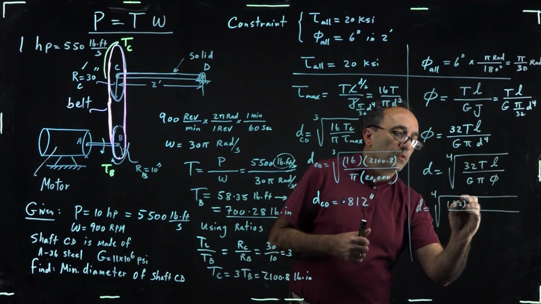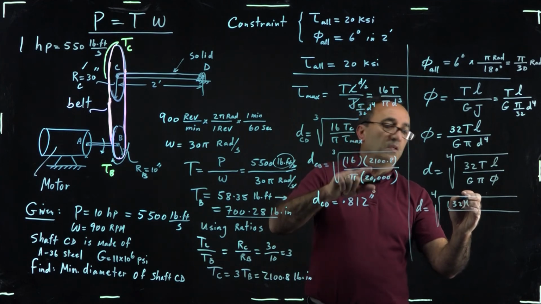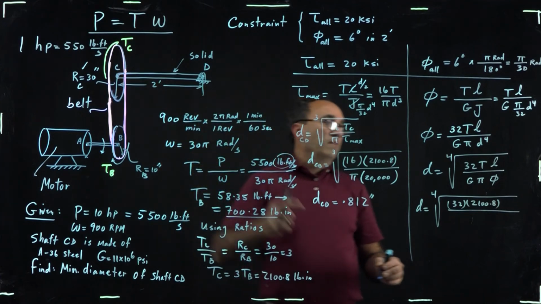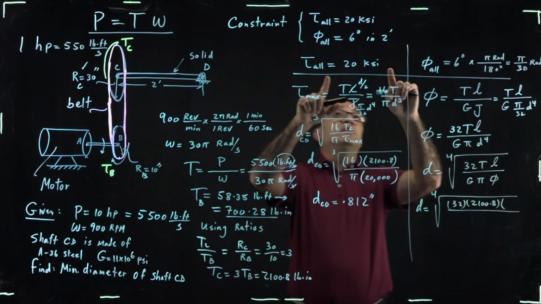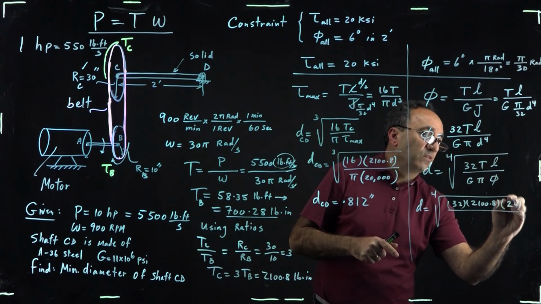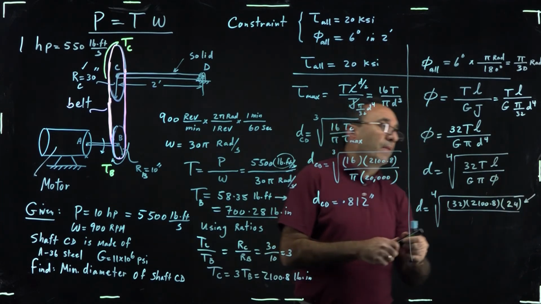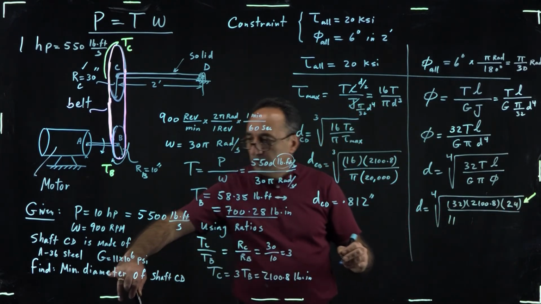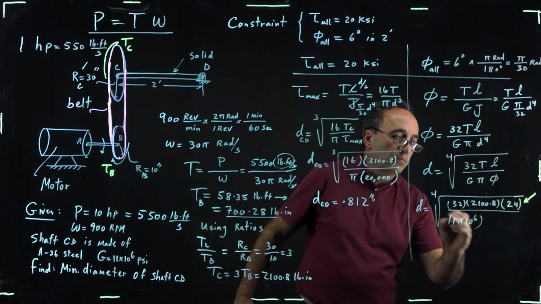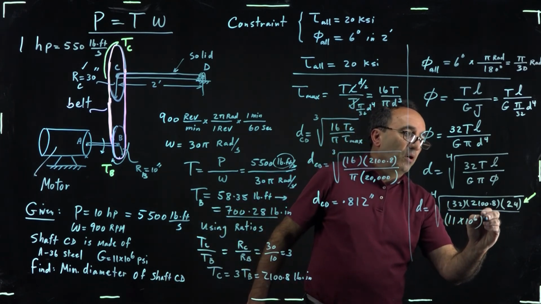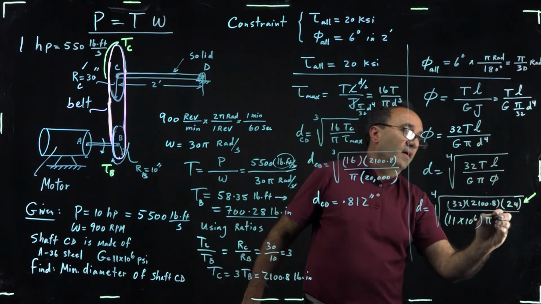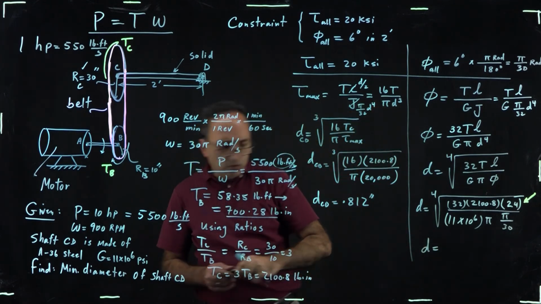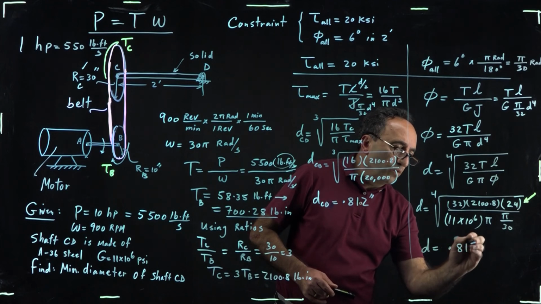32 times torque. Again, it's the same torque that we used over here, the torque acting on that pulley or shaft. Length, 2 feet. 2 feet is 24 inches. That's where you have to be careful. G is the material property given as 11 million PSI. This is steel. Pi. And phi, remember, it has to be in radians. And this is the 4th root. Do the calculation, and surprisingly, the two numbers are very close: 0.817.